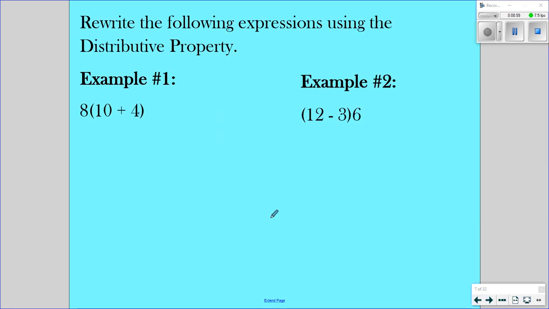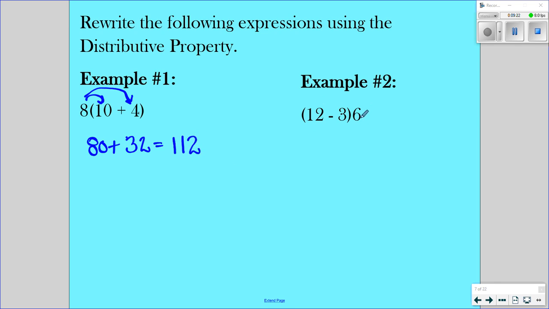Okay, so we're going to have an example. It says rewrite the following expressions using the distributive property. So we see there's an 8 there. We're going to distribute the 8 to each term inside the parentheses, so that would be 80. And then that would be 32. And then your answer would be 112.